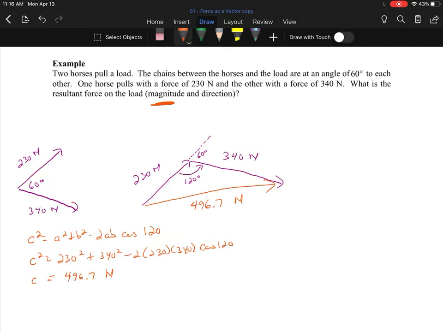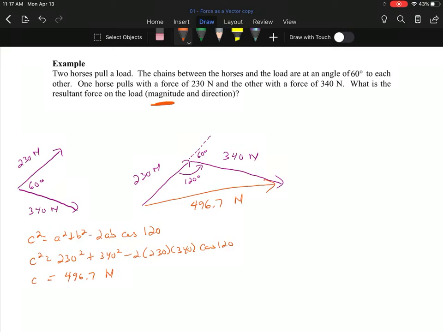Let's just check to make sure that makes sense. These two different forces are pulling on this, 230 newtons and 340 newtons. When we add those two forces together, they're not pulling in the same direction. So they don't get added all together because they're not just one behind the other. They're both pulling in a slightly different direction. So some of this force sort of cancels out. But when we add them all together, we do get more than each force individually. That is, we get more than 230 or 340. What we get is 496.7.